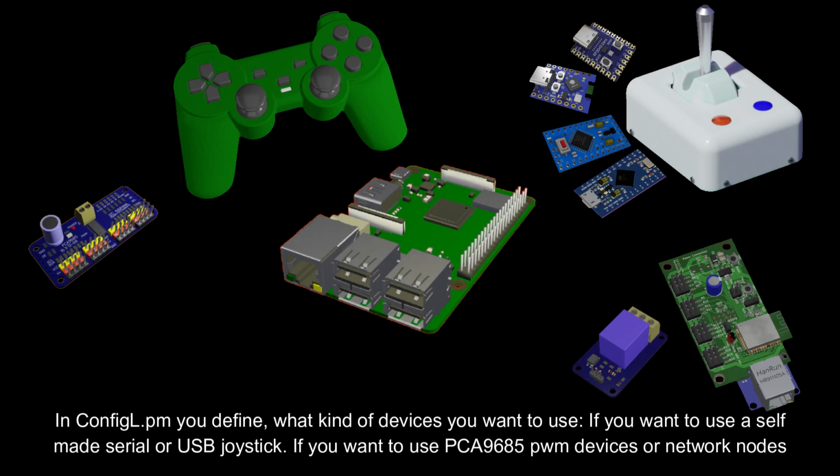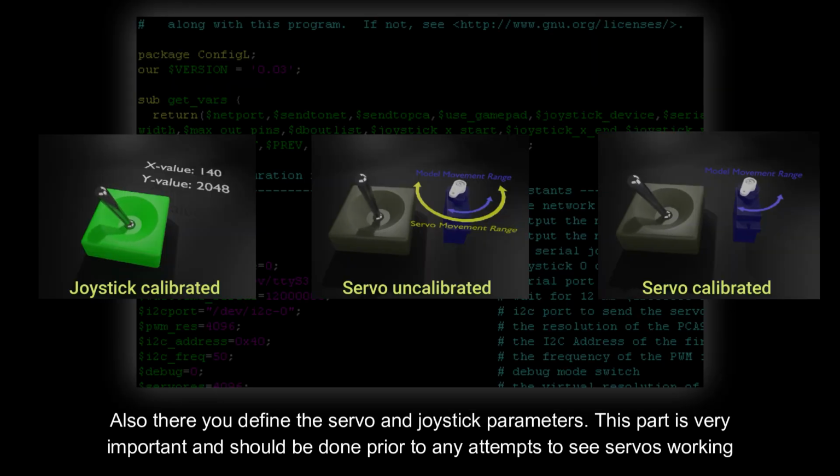In config.lpm, you define what kind of device you want to use. If you want to use a self-made serial or USB stick, if you want to use PCA 9685 PWM devices or network nodes. Also, there you define the servo and joystick parameters.